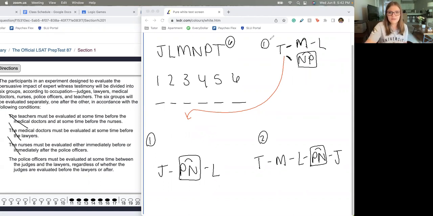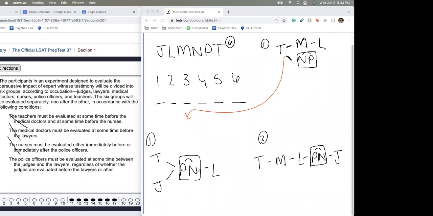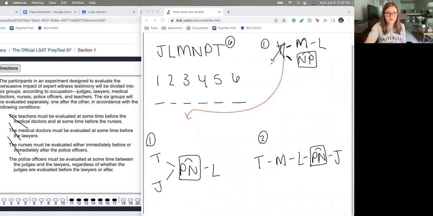So I'm going to take my T. I know that T has to be before N and P, which I have down here. So I'm just going to attach T before N and P. I'm actually going to move my stuff around so it's a little easier to read. Are you with me so far? Yes. Okay. So I've attached T, don't have to worry about T anymore.